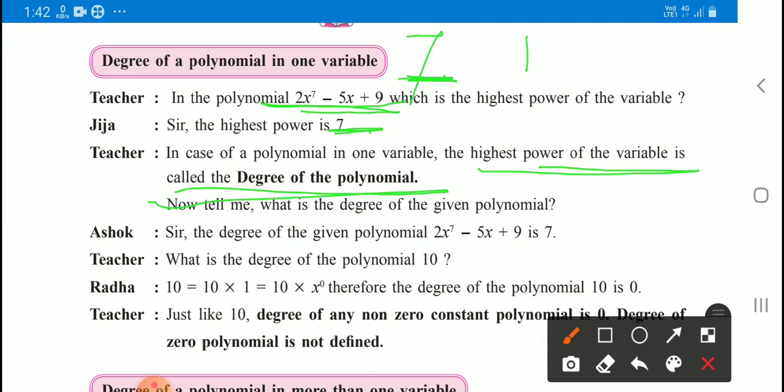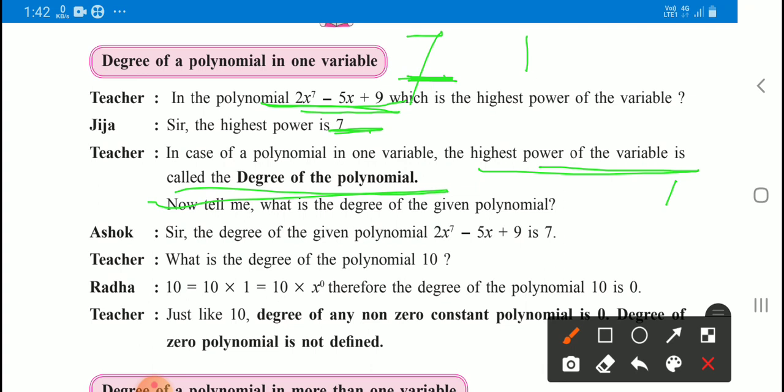Now teacher said in the polynomial 2x raised to 7 minus 5x plus 9, which is the highest power of the variable? Teacher said, sir, the highest power is 7. Teacher said in case of a polynomial in one variable, the highest power of the variable is called the degree of the polynomial. Now tell me, what is the degree of the given polynomial? So the degree of the given polynomial is 7. Now teacher said what is the degree of the polynomial?